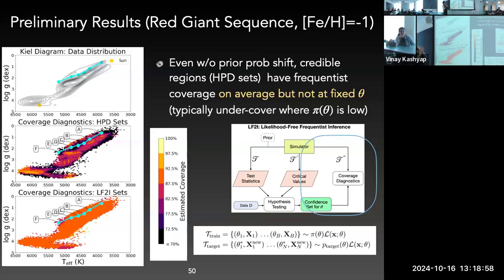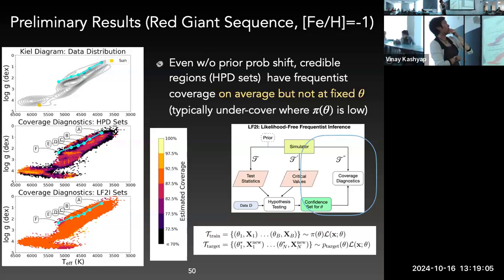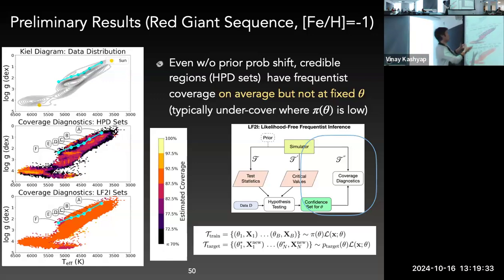These are preliminary results, not published, but I have some of them here. These are diagnostics, and I just want to show that if you form credible regions and there's no shift, so the same distribution for the train and target, then the Bayesian credible regions on average have frequentist coverage, but not for fixed data. So there is the typical undercoverage where the prior is low. I just wanted to show this so we can see the diagnostics.